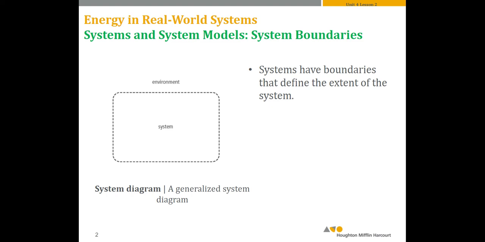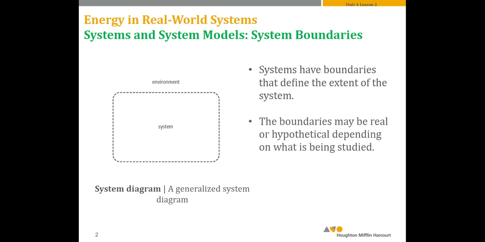If we just want to know how much of it is useful, then we define the system in a way that meets our needs. So systems have boundaries. They can be real or imaginary, hypothetical, and it depends on what you are going to be studying.